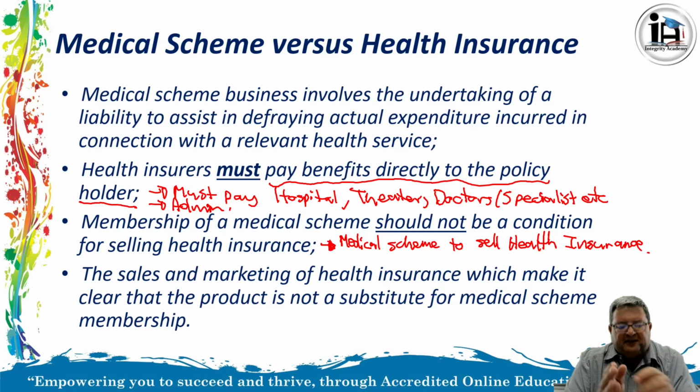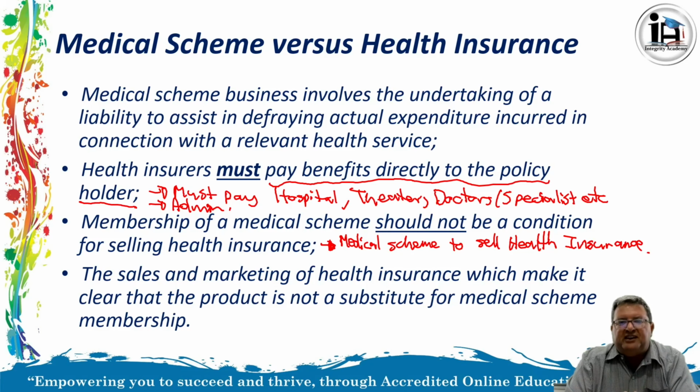A lot of people don't understand this because they think they've got a medical insurance and maybe they've got the hospital limit of 1 million rand. Now, what if the hospital bill goes over 1 million rand? Maybe it goes to 1.5. Where are you going to get the extra 500,000 rand?